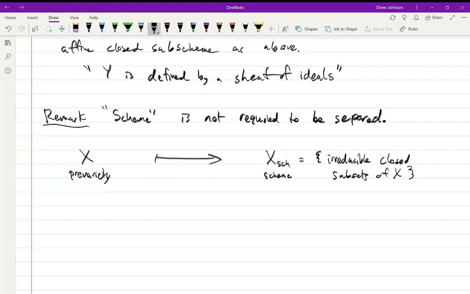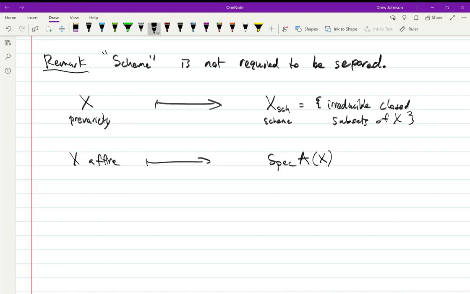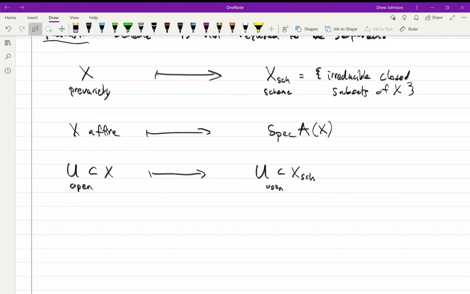Okay, and under this correspondence, if we had an affine variety, so if X was affine, this would go to exactly the spectrum of the coordinate ring of X. Remember, the spectrum has a point for every prime ideal, which corresponds to an irreducible closed subset. If you glue that together, you get something for pre-varieties and schemes. Now under this correspondence, you can check the open subsets of X will correspond exactly to open subsets of X scheme. So it has the same topology in that sense, even though it has extra points, but the open subsets are in bijection, of course preserving inclusions and everything you want.